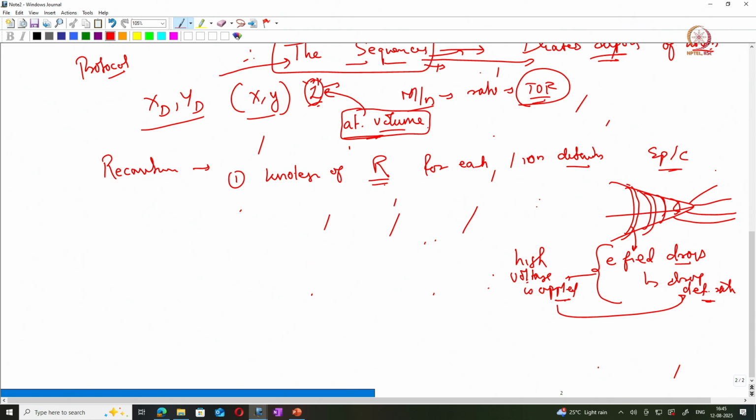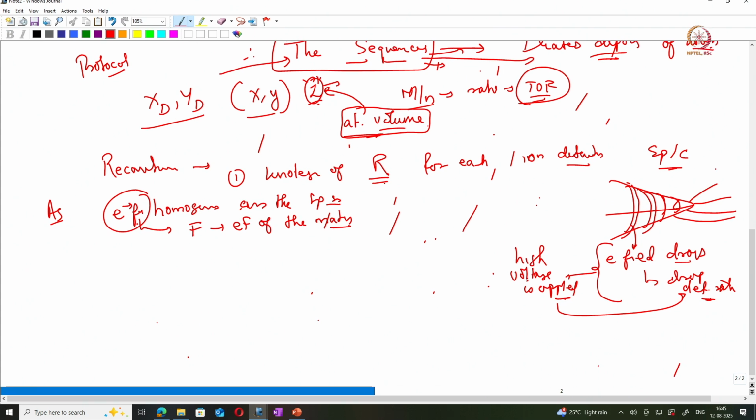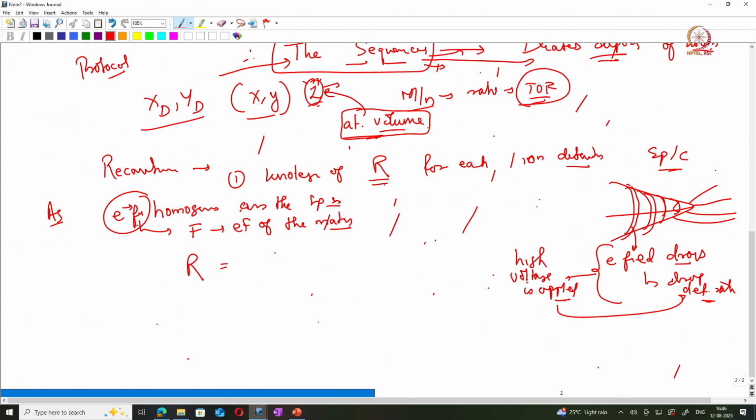Okay, if we assume that the electric field is homogeneous across the specimen surface, and this electric field is very close to the evaporation field of that particular material, then actually the radius of curvature you can get by the equation V by KFFE.